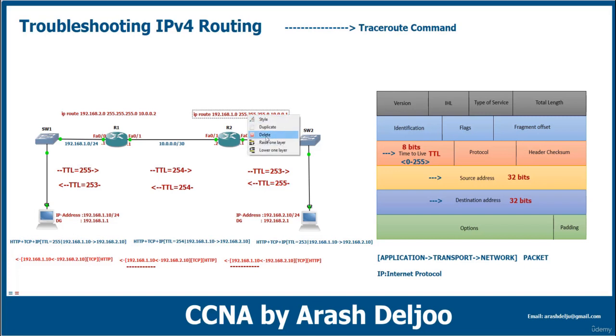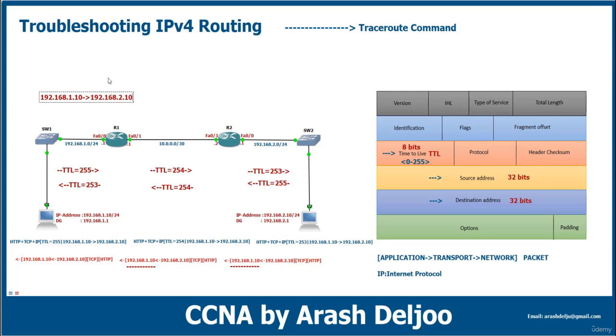Don't think about the static routes. Assume that we are sending a packet with the source IP of computer 1, 192.168.1.10. The destination is 192.168.2.10, for example. Assume that we are receiving this packet, and we are sending this packet to router 2.